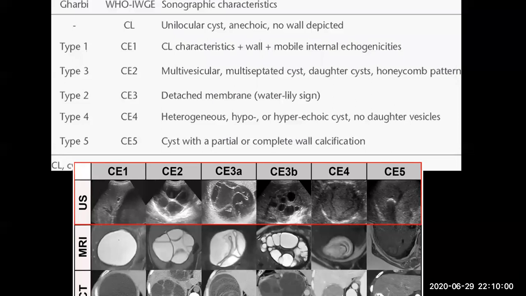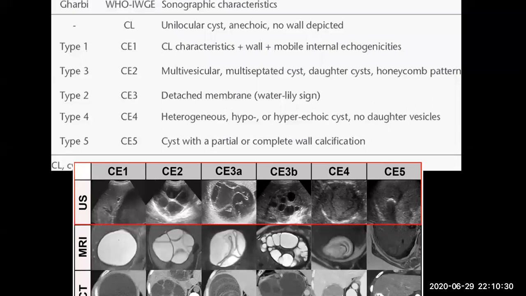This is the CT scan. This is the MRI, and this is the ultrasound. This one, it is C. Type 2. So this is type 2. Can be multivesicular, multiseptated, daughter cyst, or honeycomb. This is the classification by the WHO 2001, and these are the other types.